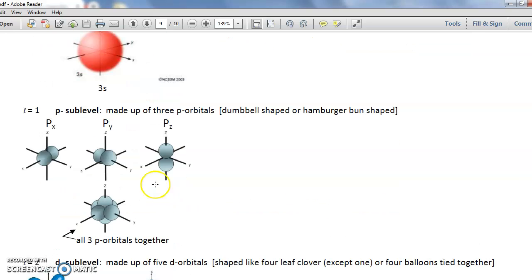The p's were the ones that were sort of dumbbell shaped. One of the p's runs along the x-axis. That's called the px. There's one that runs along the y-axis. That's sometimes called the py. The one that runs along the z-axis is sometimes called pz. We're just going to put a box or line for the different p orbitals. The p sublevel, we would need 3 boxes if we were doing orbital notation. For the s, we would only need 1 box because there's 1 orbital.